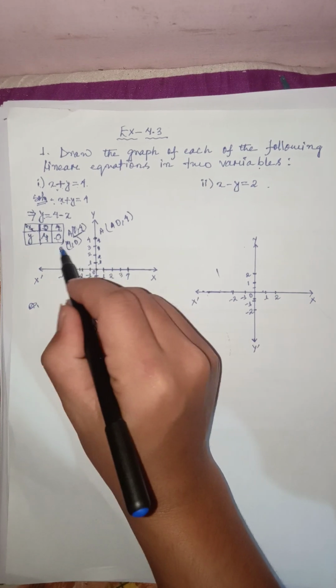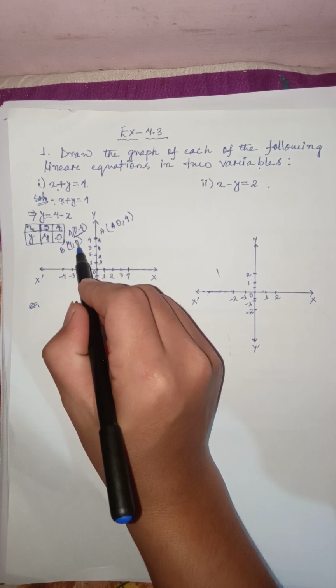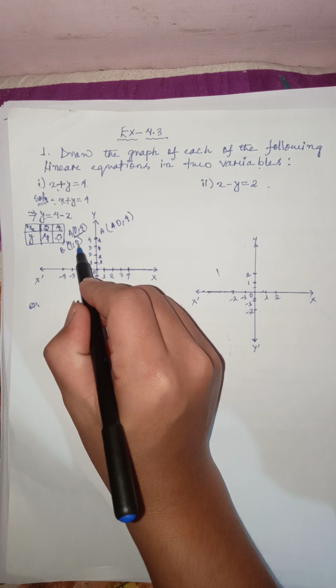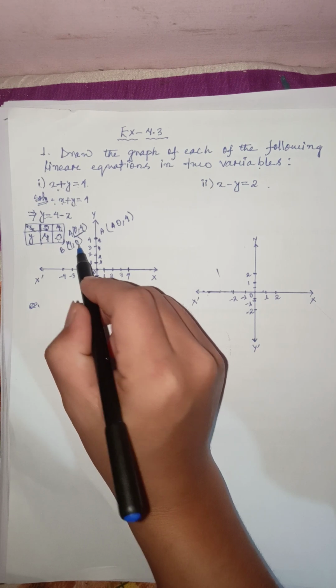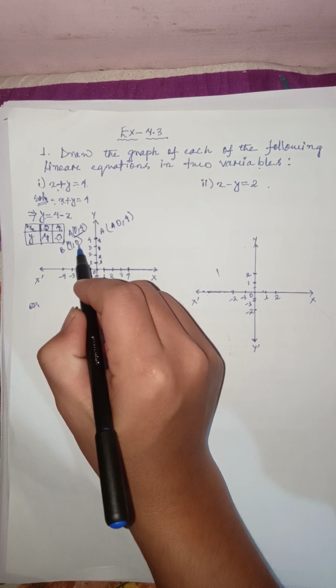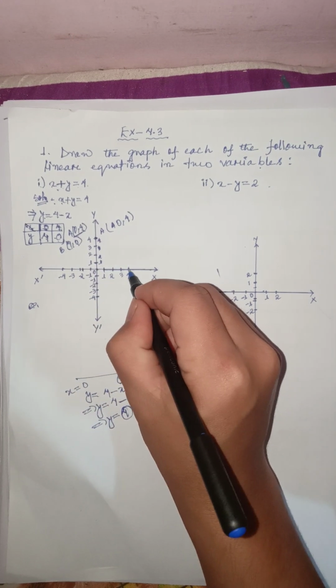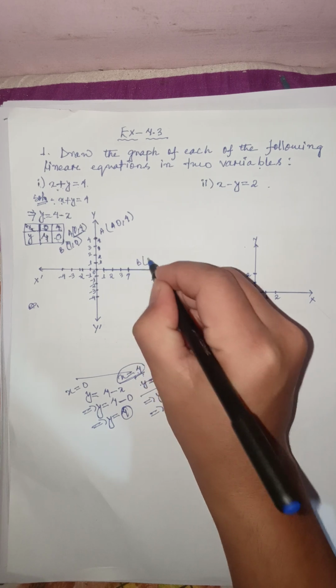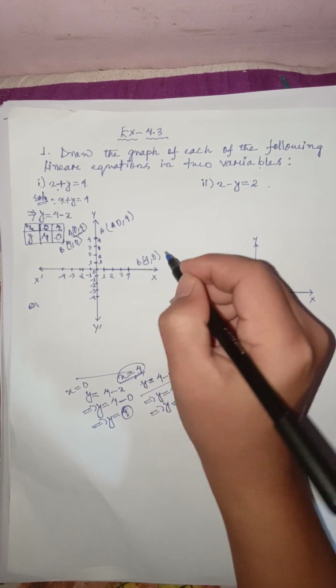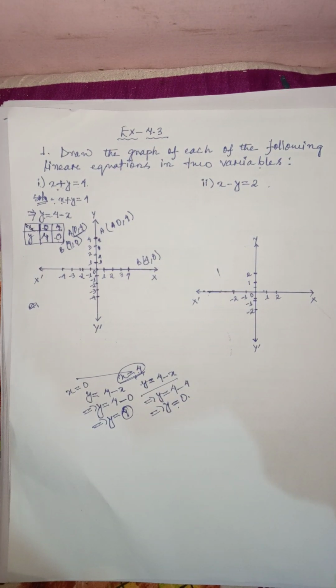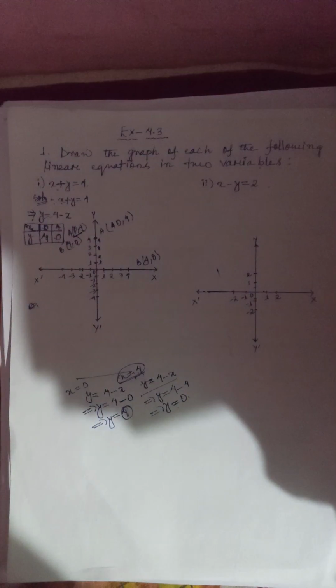And after this, we have y. What is the value of y? It is 0. Since it is 0, that doesn't make any difference here. Just keep 4 as it is, and this will represent point B, which is 4, 0. Now after this, you can join the two points to draw the line.